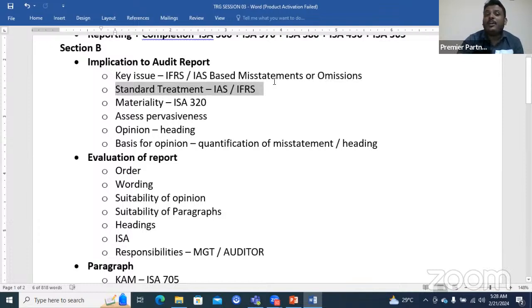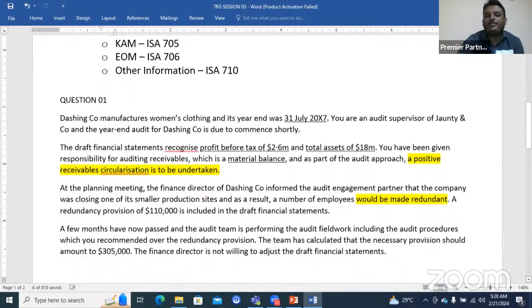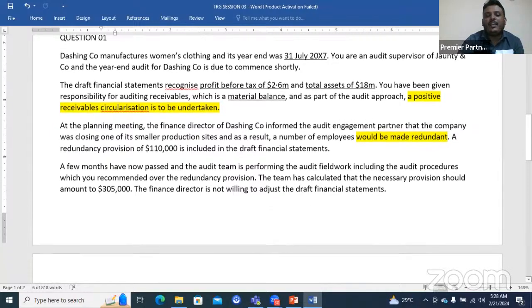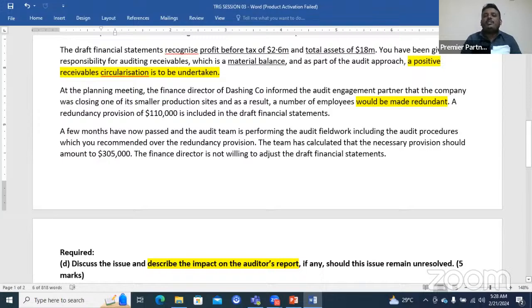That's why I said the issue is related to the financial statements, not to the entity. All of your problems under reporting, whatever issues they give, are related to what? The financial statements. If an issue is related to the financial statements, it means it's a misstatement, or a possible misstatement. So first you should discuss the issue, applying professional skepticism and professional judgment. That is one aspect of this case study.